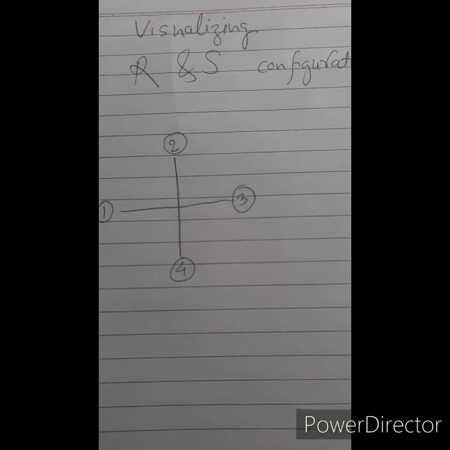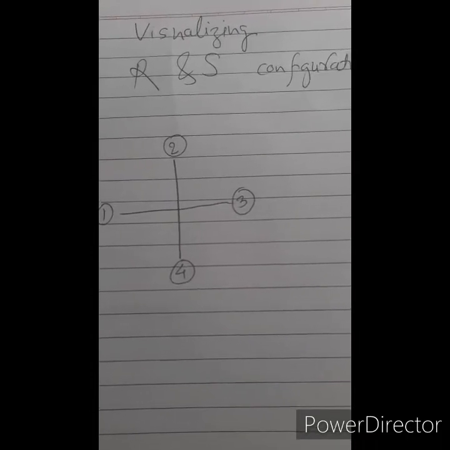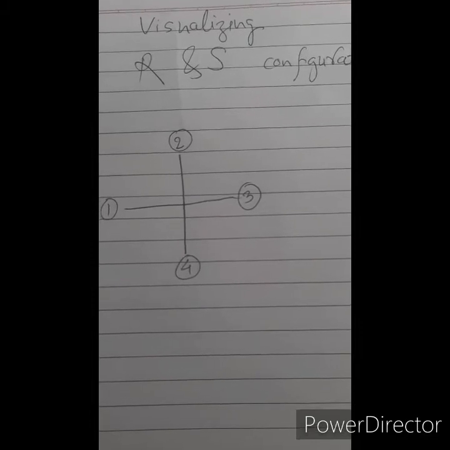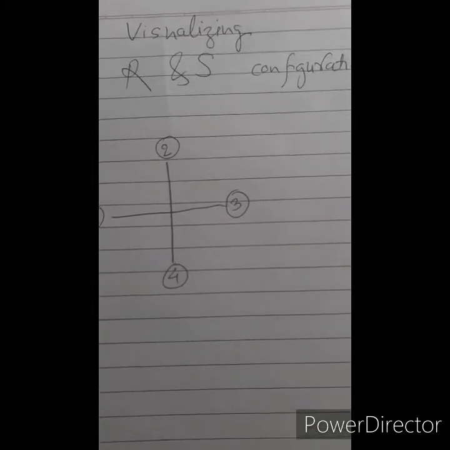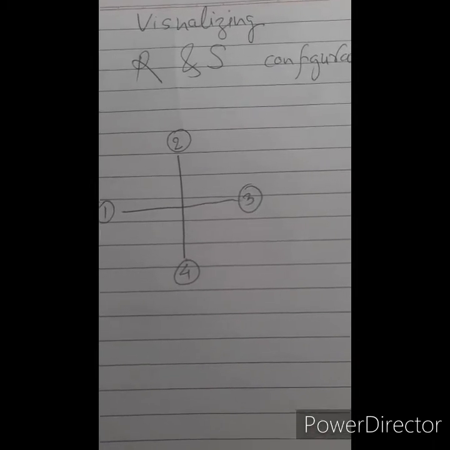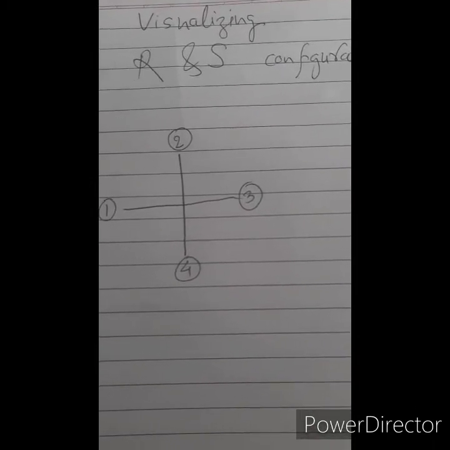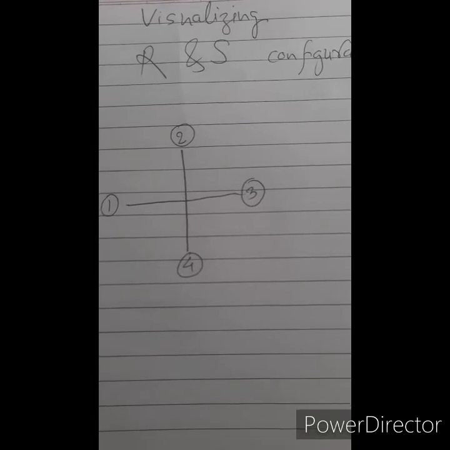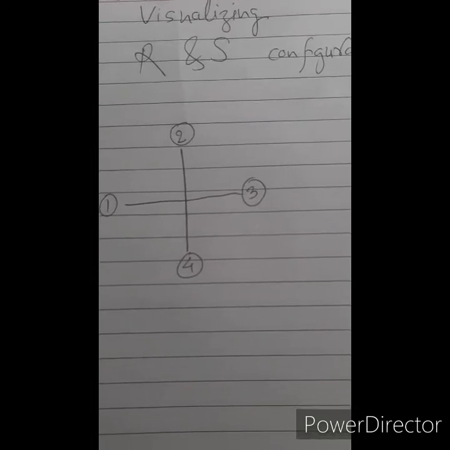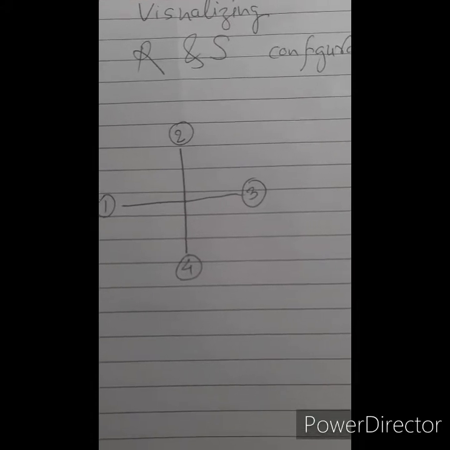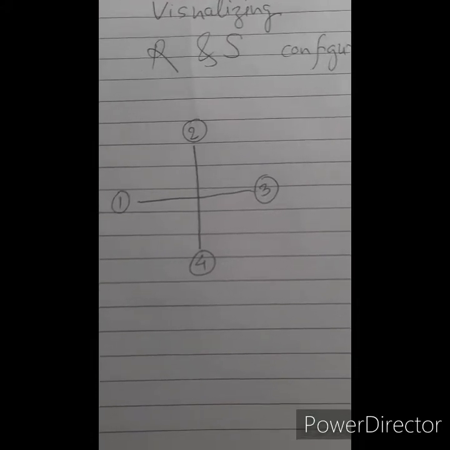Basically, R and S configuration categorizes the chiral molecule, the chiral carbon especially, into two categories, either S or R. S stands for sinister, R stands for rectus. S means towards the left hand side, and R stands for towards the right hand side.